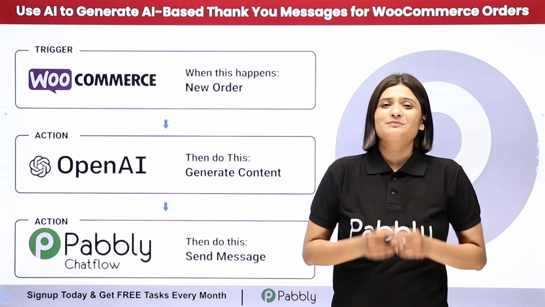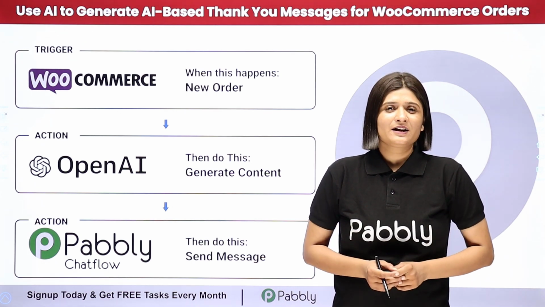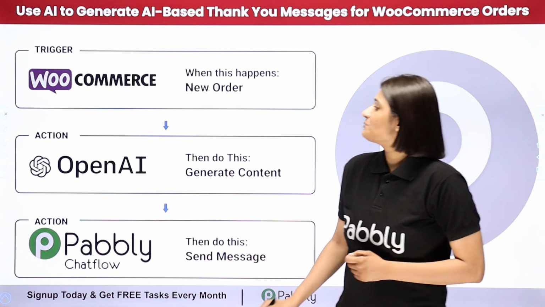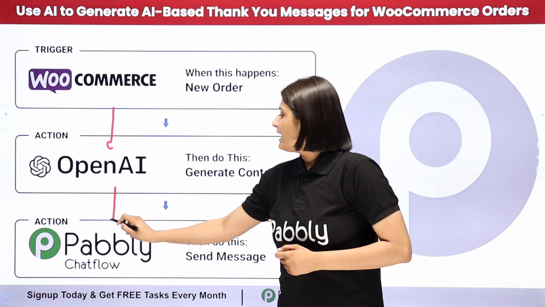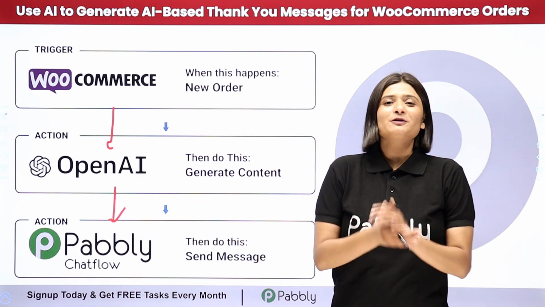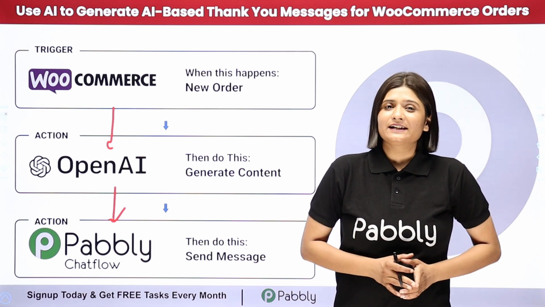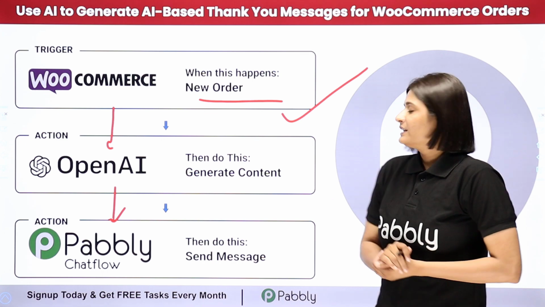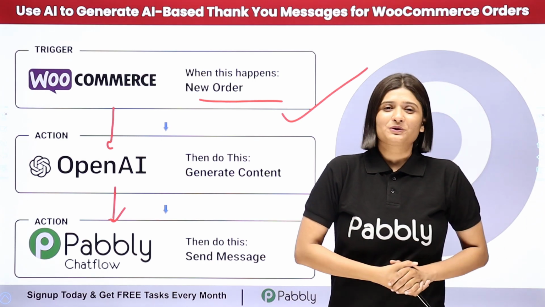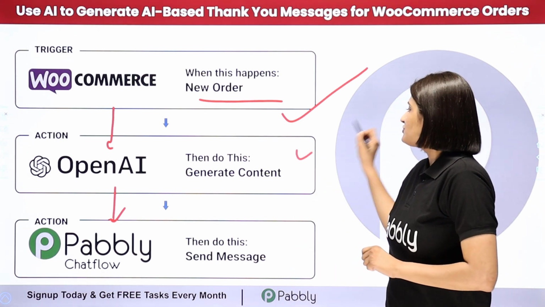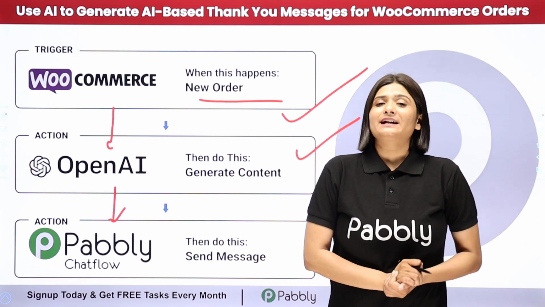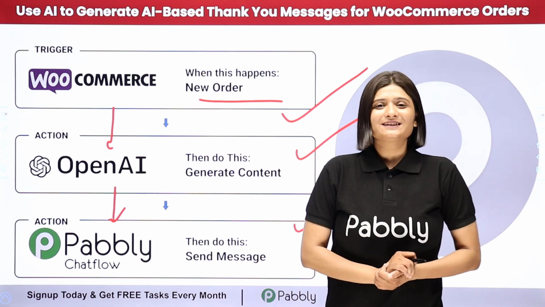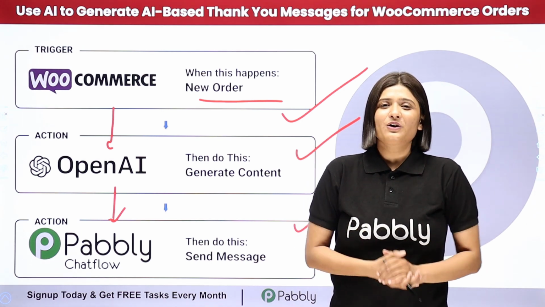Pabbly Connect is an amazing automation and integration software which requires no coding or programming skills. Here I just need to build a connection between WooCommerce, OpenAI and Pabbly Chartflow. With the help of Pabbly Connect, I am going to build this connection in such a way that whenever there is a new order in my WooCommerce, the thank you message will be automatically generated using my AI agent OpenAI, and it will be automatically sent to my customers using Pabbly Chartflow. Now if you want to learn the step-by-step process, then let me take you all to my screen.